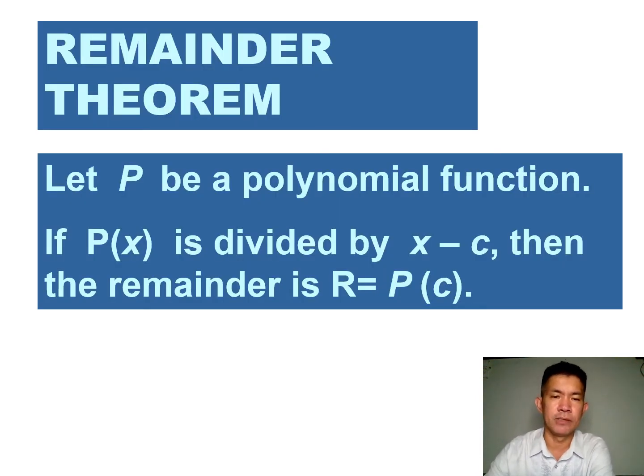Remainder theorem. Let p be a polynomial function. If p of x is divided by x minus c, then the remainder r is equal to p of c.